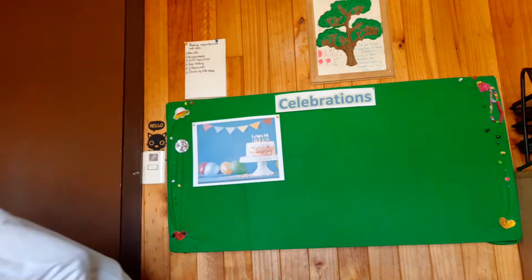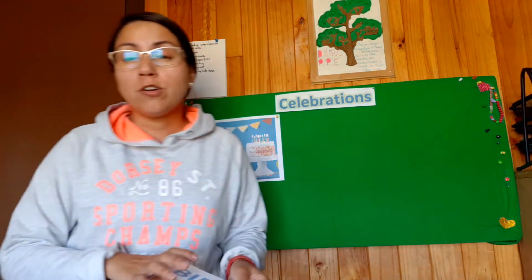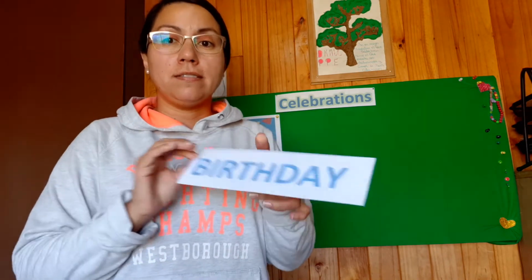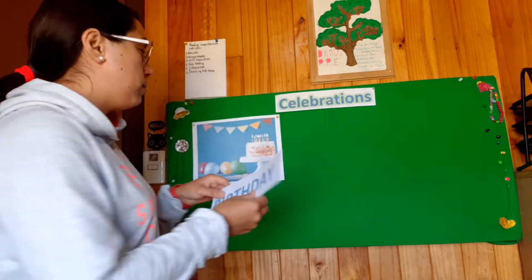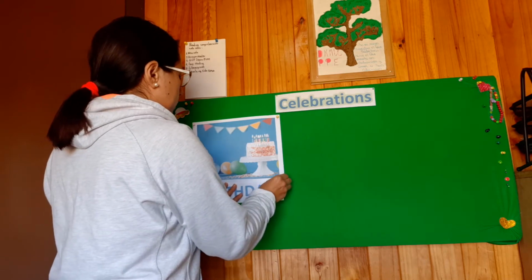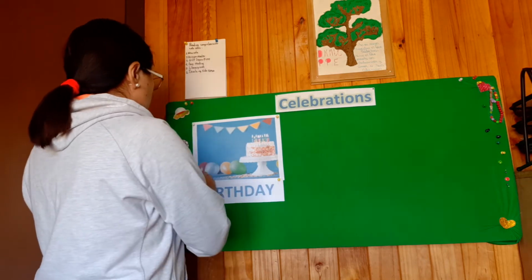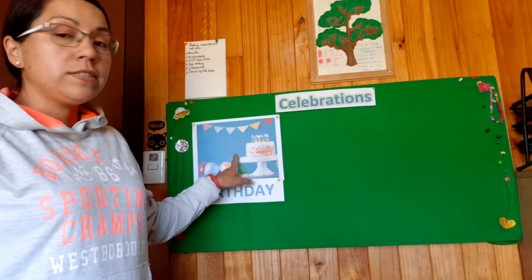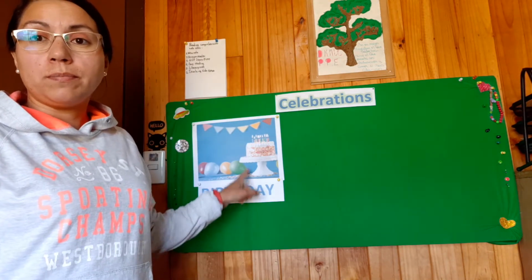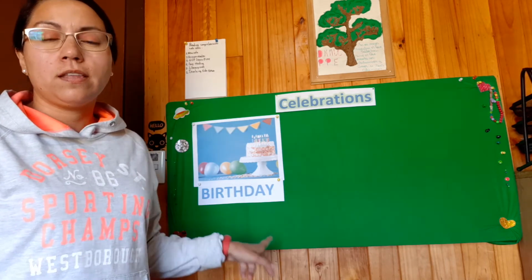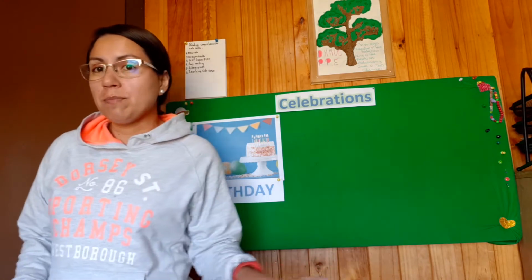And how can I write birthday? ¿Cómo escribo birthday in English? Birthday. This is the word, the written form. Esta es la forma escrita. Okay, we have the pronunciation, birthday, and the word, birthday. Okay, happy birthday, remember, happy birthday.